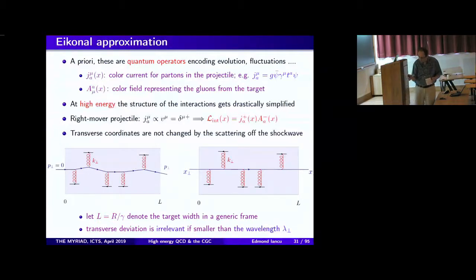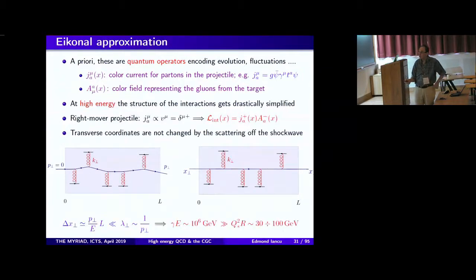Now let me show that that's the case. So I compute the change delta x perp associated with a change p perp in the momentum. That change delta x perp is the transverse velocity, which is p perp divided by the energy of the incoming quark, times the distance crossing the medium L.